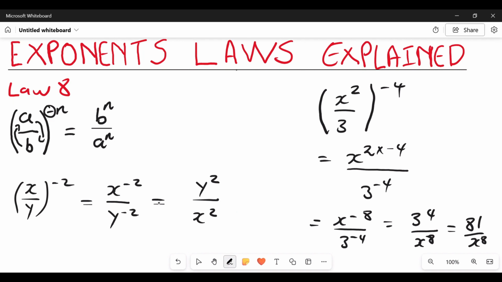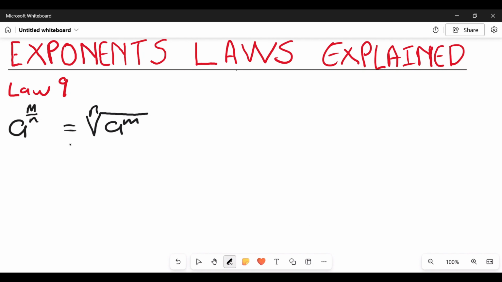Now let's look at our last law of this video. Now let's look at law 9. As you can see, law 9 here, our exponent is in the form of a fraction. When you simplify this one here, you can change it into the nth root of a to the power of n. What you should notice here on this fraction, on our exponent, is that the denominator is our root and our numerator is our power there.